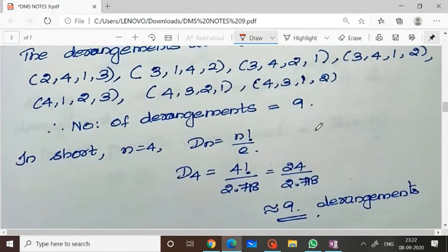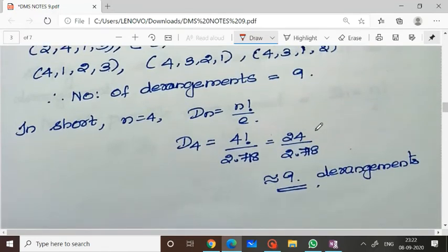Now in short, I can use this theorem, that is Dn, the derangement of n terms, is equal to n factorial by e. That is D4. N equal to 4 means the value is approximately 9 derangements. So you can find out the value.